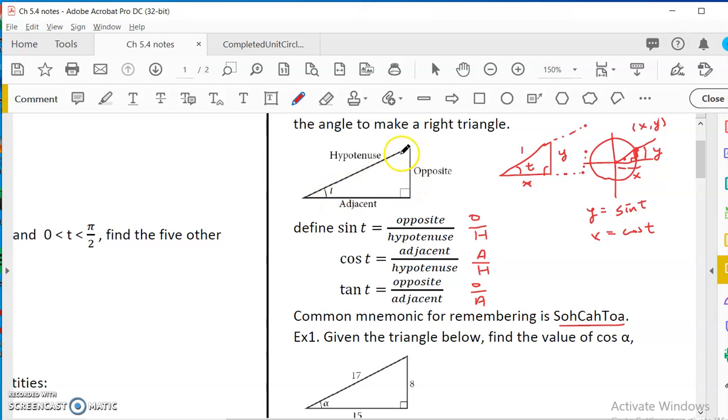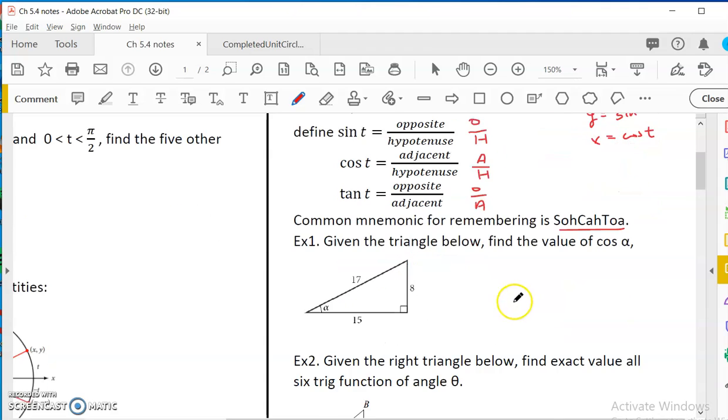Because this is a right triangle, if you draw the right triangle in any other way, like say for example you label this angle as t, then all of a sudden the side that t is facing becomes the opposite. So there's no rule that the opposite has to be vertical like in a unit circle.